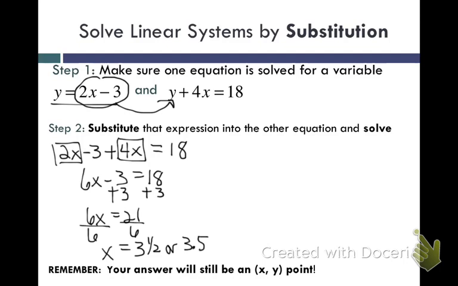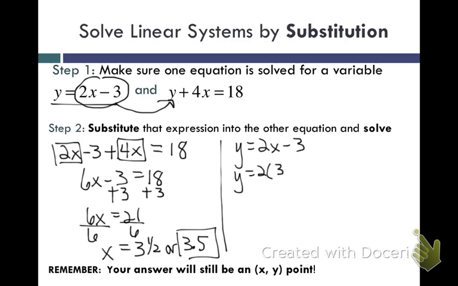Now, once you have solved for that first variable, we need to find the other variable in the pair. So we're going to take what x is and plug it into either one of our originals. I'm going to put it into the first original equation because it is the easiest form to plug it into. So I'm substituting in 3.5 for x. 2 times 3.5 is 7. 7 minus 3 is 4. So now I'm going to write this as an ordered pair. So my solution, which is my point of intersection of these two lines, is 3.5, 4.